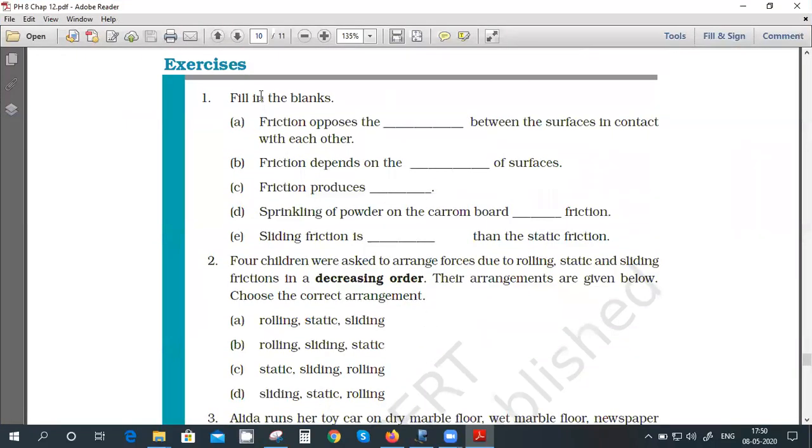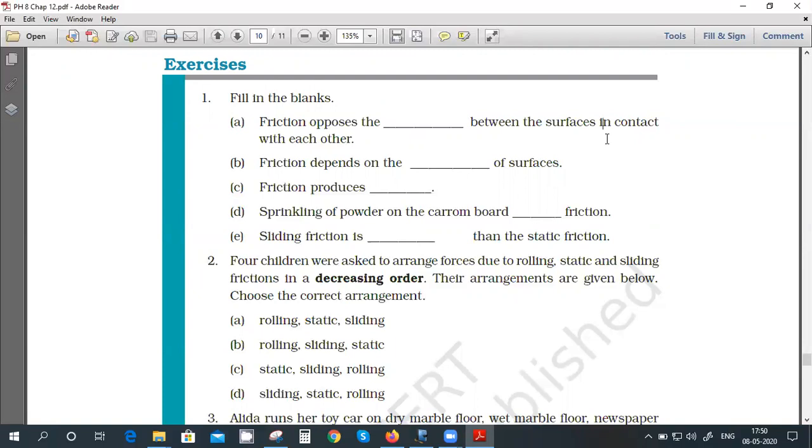Just try to answer this one. Friction opposes the relative motion. Friction depends on the smoothness or roughness. Friction produces heat and wear and tear. Sprinkling of powder on a carom board reduces friction.